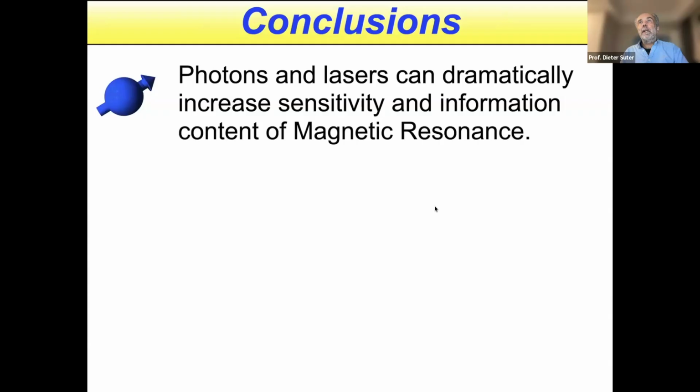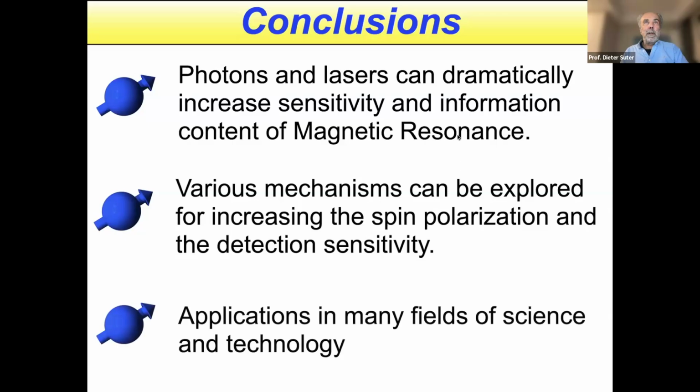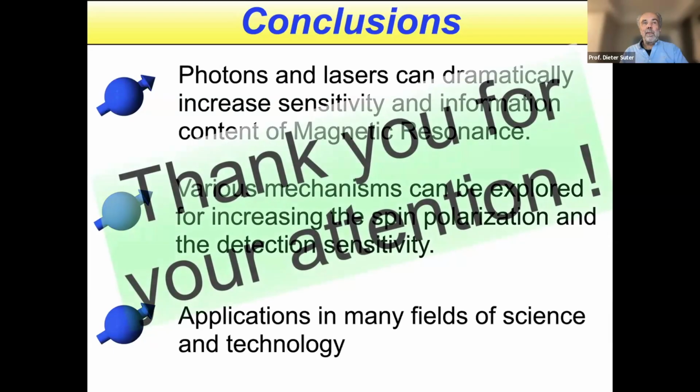What I tried to show you is that photons and lasers can dramatically increase the sensitivity and the information content of magnetic resonance. There are various mechanisms that you can use to increase the spin polarization and the detection sensitivity. And you have applications in many fields. There are more, which I had to skip, but I hope you will believe me anyway. Thanks for your attention.